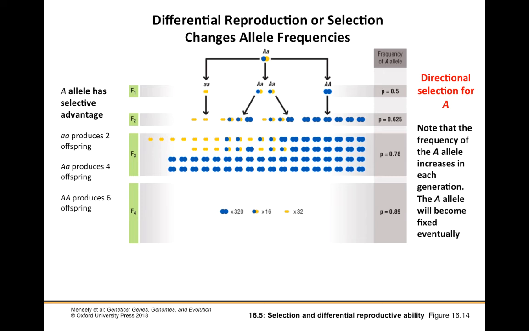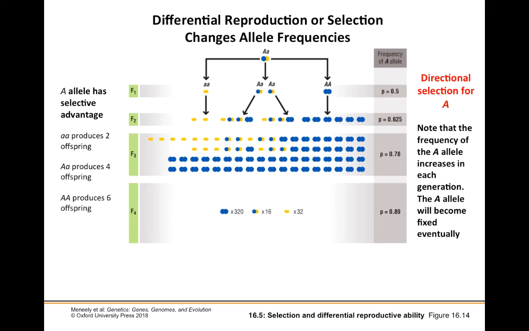And then the last thing here is the effect of selection on allele frequency. And so if you have directional selection, what it means is, in this case, that individuals that are homozygous dominant leave more offspring than individuals who are homozygous recessive. And over time, generation to generation, the allele frequencies are changing because you're getting a preponderance of dominant alleles in the population and a predominance of homozygous dominant individuals.